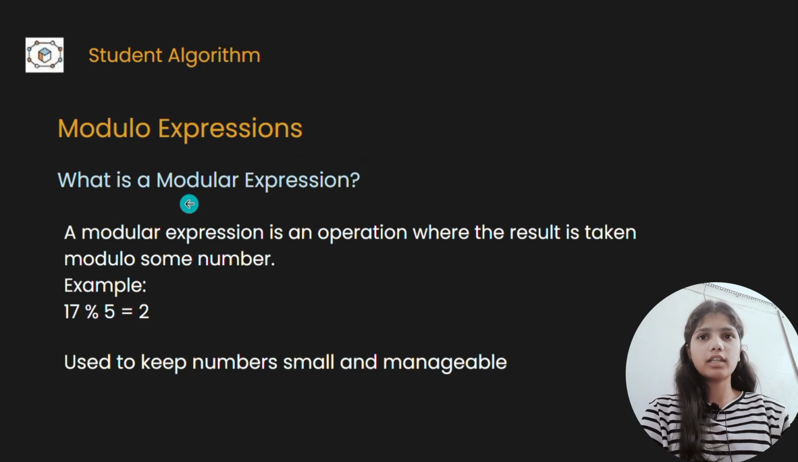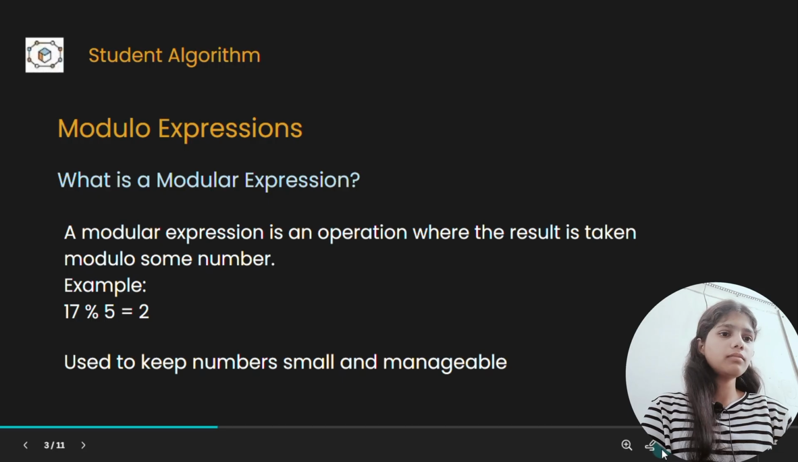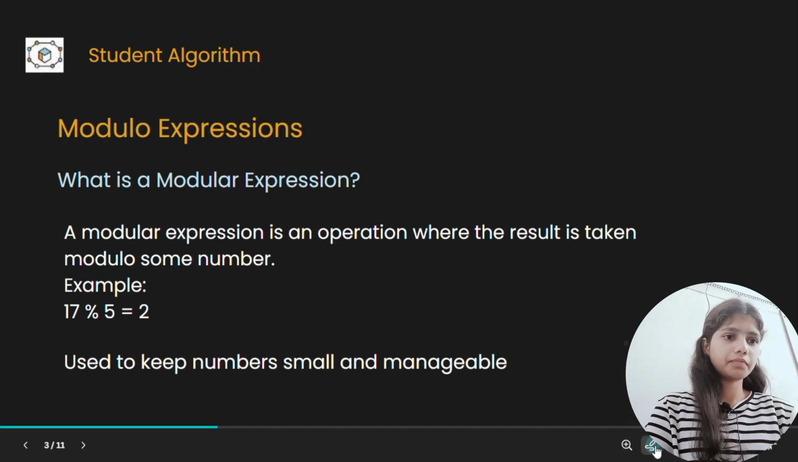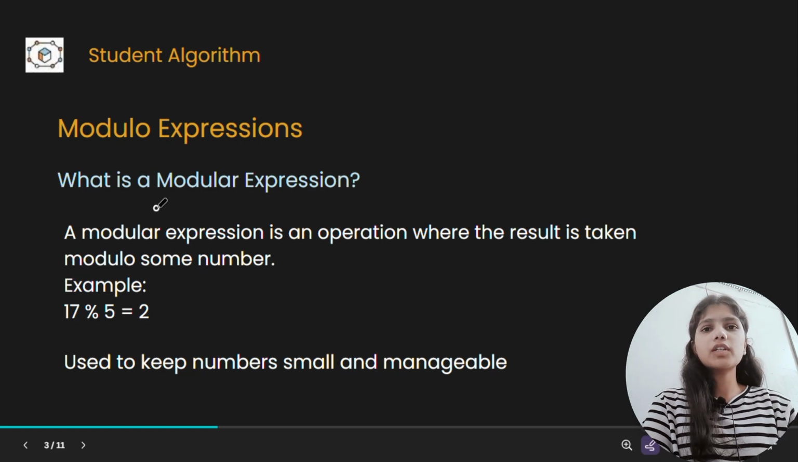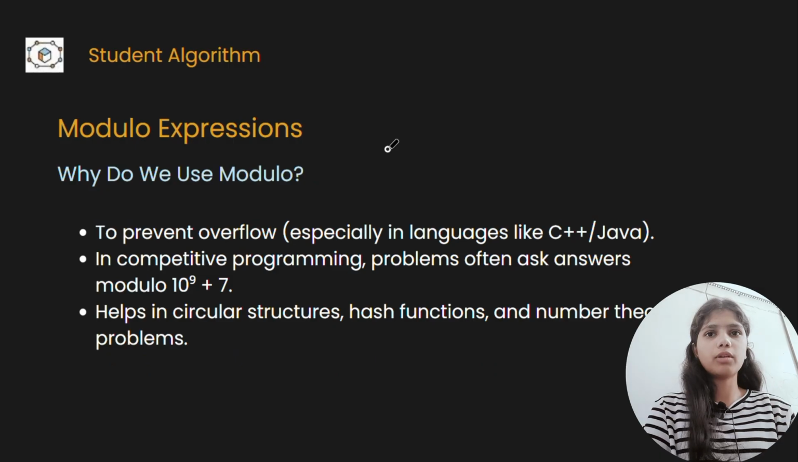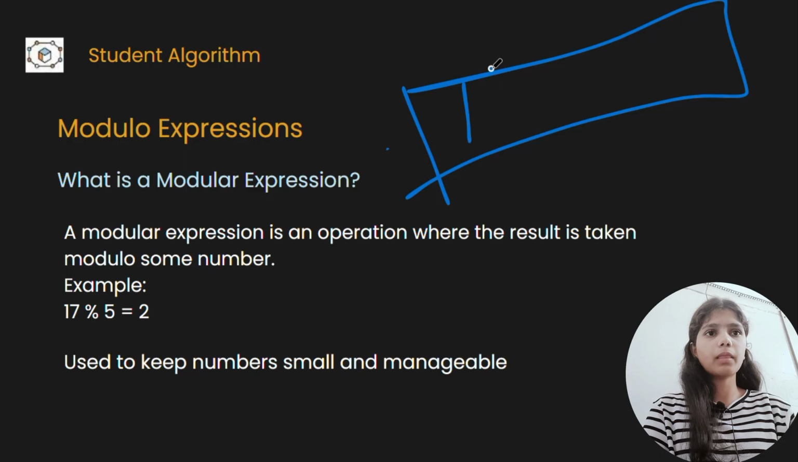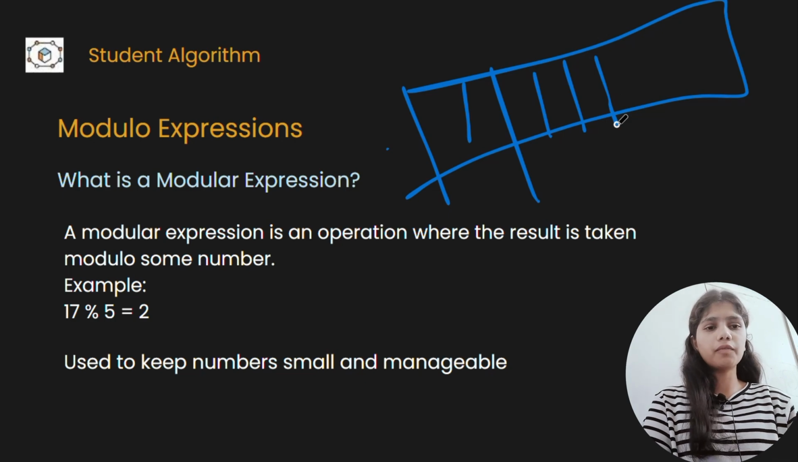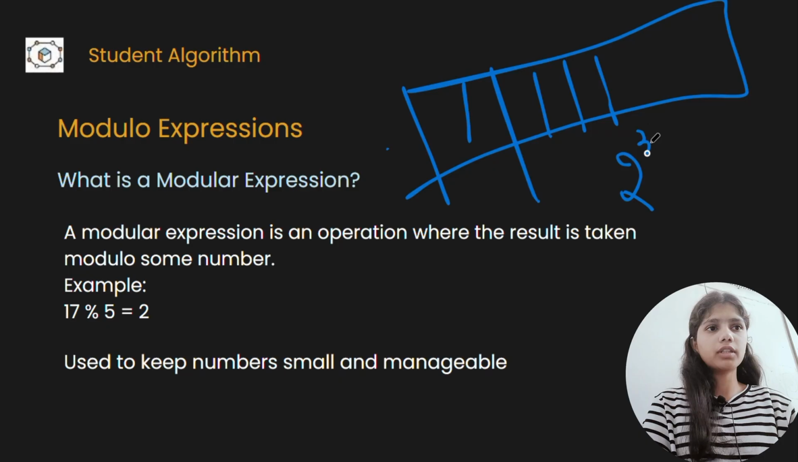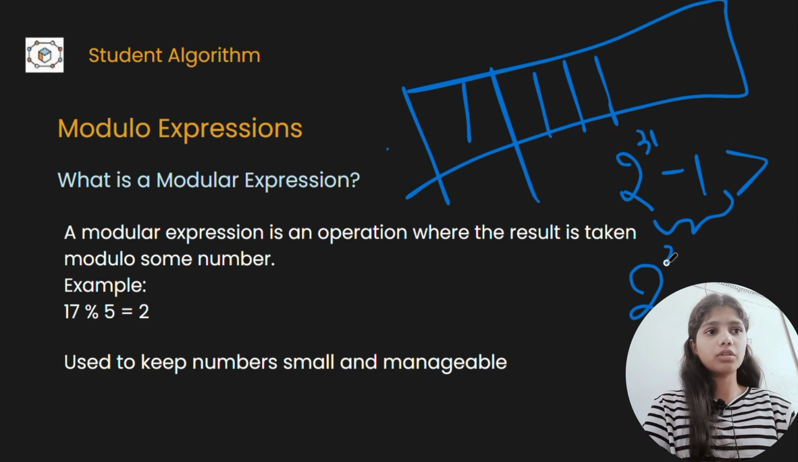So first, what is a modulo expression? Let's consider one example. As I said, we will be having 32-bit registers or memory. Whatever number you store will be in the form of 32 bits. That means you can store 2 power 31 minus 1 numbers. So what if the numbers are greater than this? Suppose I take 2 power 32. How can I store this? I cannot store this in a 32-bit register, right?